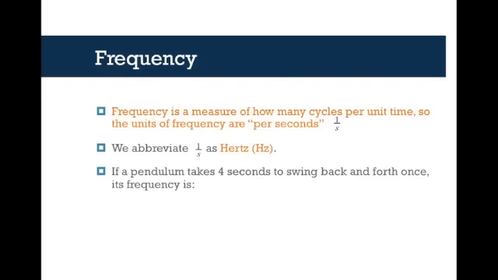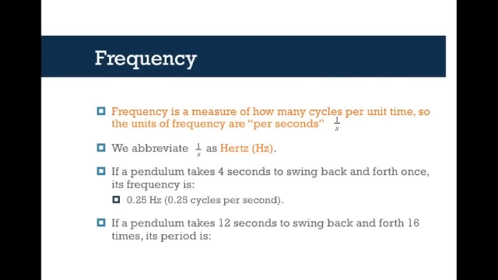So let's take a look at that same pendulum. That pendulum takes 4 seconds to swing back and forth once. So what's its frequency? Well, we're looking for how many cycles it completes in 1 second. So if it takes 4 seconds to get all the way back and forth, then in 1 second, how much of a cycle did it complete? Well, it completed a quarter of a cycle. So its frequency is 0.25 hertz, or 0.25 cycles per second.